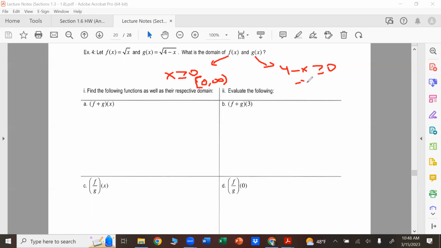Here, divided by -1. So we have negative infinity to 4, brackets.